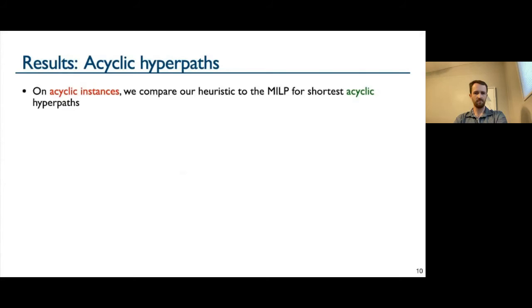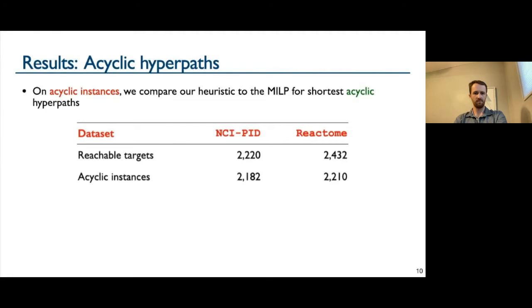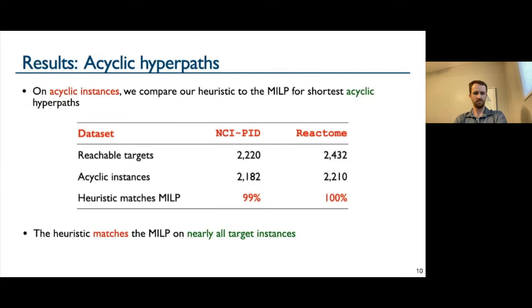I will now share the results on the acyclic instances from our hypergraphs, which are instances where there is an acyclic ST hyperpath. Of the reachable target instances for each dataset, most are acyclic, as seen when you compare the top and bottom numbers of each column. On over 99% of these instances, our heuristic matches the state-of-the-art MILP, while providing a guarantee of an efficient running time, which is not provided by the MILP.